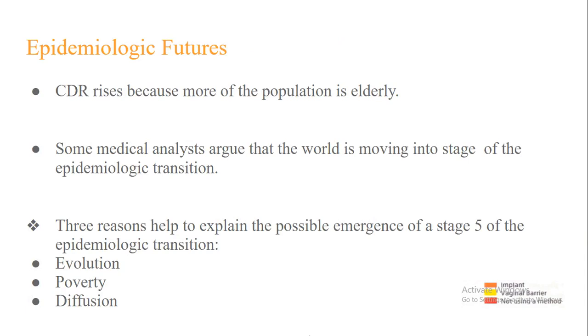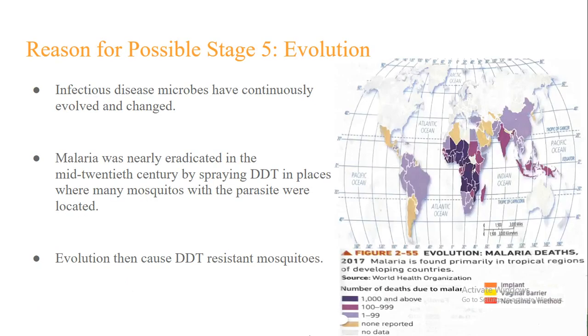Epidemiologic futures. CDR rises because more of the population is elderly. Infectious diseases that were thought to have been eradicated or controlled have returned. Three reasons help explain the possible emergence of a stage 5 of the epidemiologic transition: evolution, poverty, and diffusion.